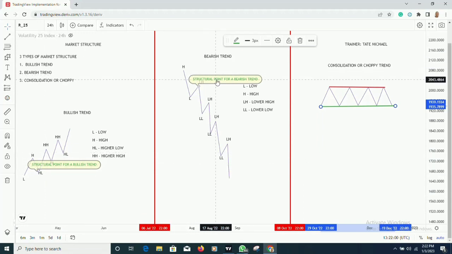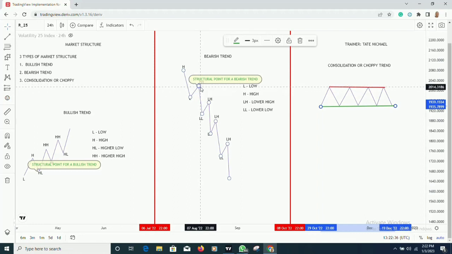Now, what's the importance of structural points? Notice something here. As price moves from the low to the high, retracing a bit and going up again, then retracing a bit and going up again, you will observe that price does not clear out the previous higher low. For a bullish trend, it does not clear out the previous higher low. For a bearish trend, it does not clear out the previous higher high.